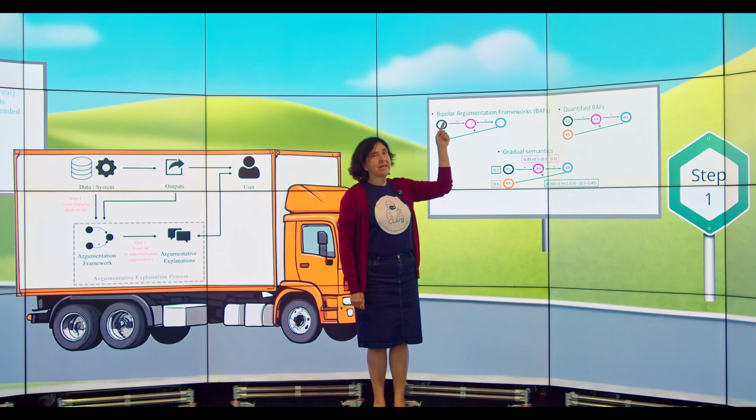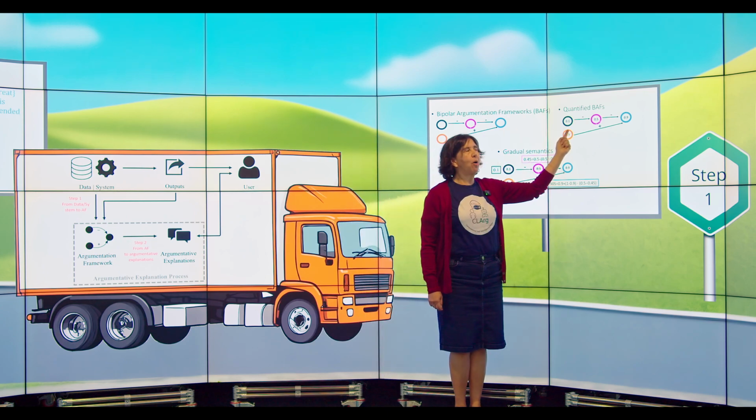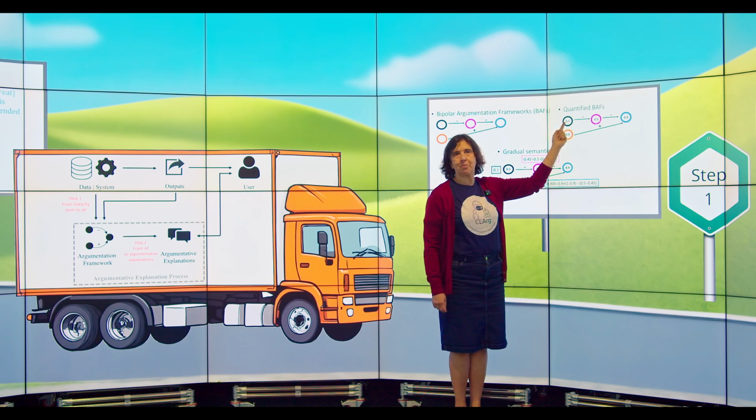In bipolar argumentation frameworks, in addition to a dialectical relation of attack, as in abstract argumentation frameworks, we also have a dialectical relation of support. In quantified bipolar argumentation frameworks, or QBAFs, we also have a base score for arguments which characterizes the intrinsic strength of arguments prior to debate.